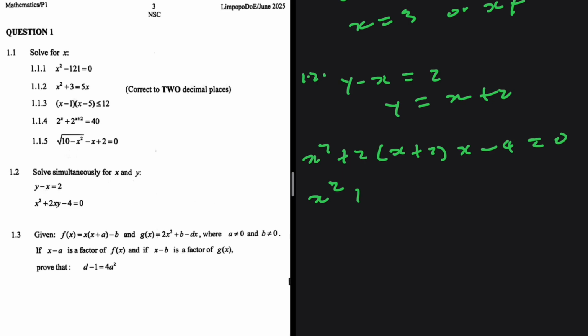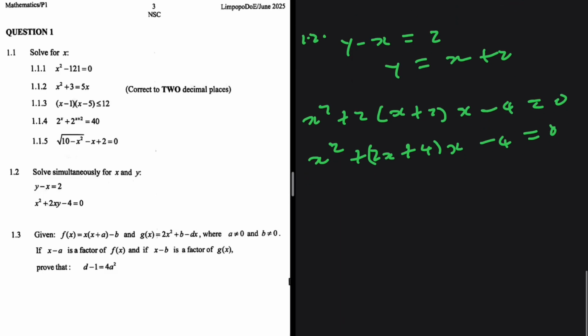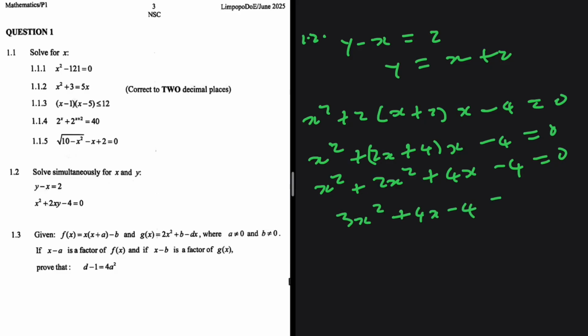So x squared plus 2x. Am I missing something? Okay, no, I'm not missing anything, it seems. So plus 2x plus 4, the x is on the outside, minus 4 is equal to 0. So x squared plus 2x squared, right, plus 4x minus 4 is equal to 0. So 3x squared plus 4x minus 4 is equal to 0.